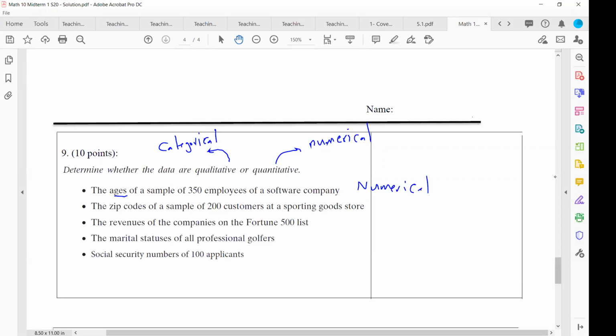The second one says zip codes. Even though zip codes are numbers, we don't have any meaningful algebraic operations on zip codes. If we add them, subtract them, multiply zip codes, there is no meaningful outcome by doing algebra on those numbers. So it is categorical.